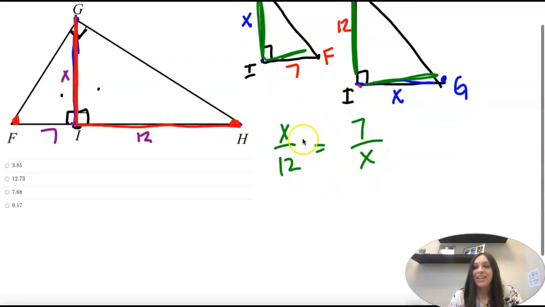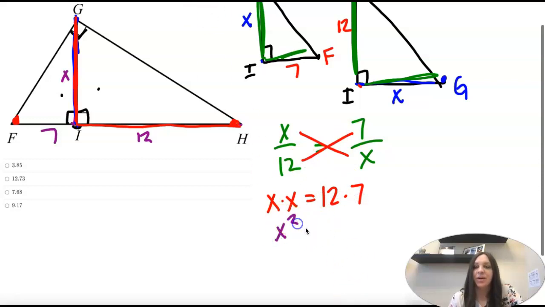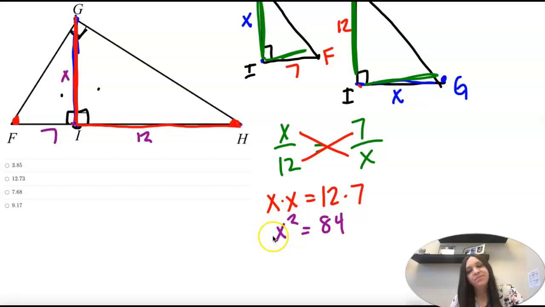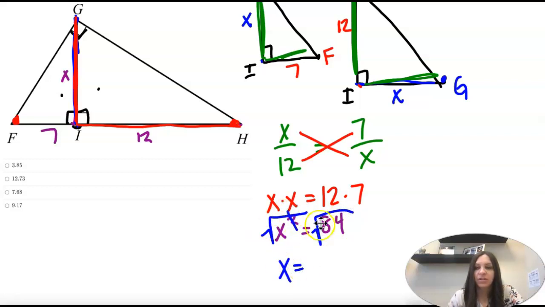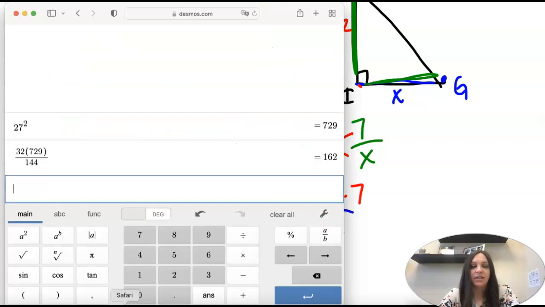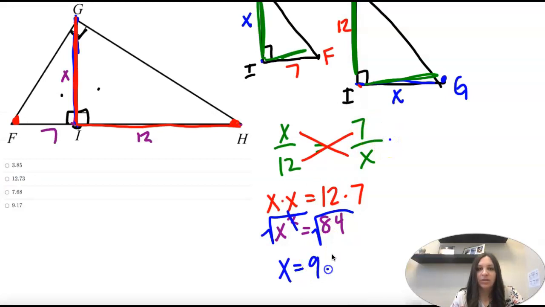Okay, ratio set up. X times x, and then 12 times 7. So x times x is x squared. 12 times 7 is 84. And then to get rid of an x squared, you do the opposite. And the opposite of a square is called a square root. So we're going to square root both sides, and we're just left with x. And then the square root of 84 is 9.17 rounded. So it'd be this bottom one.